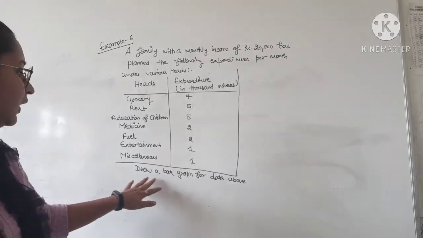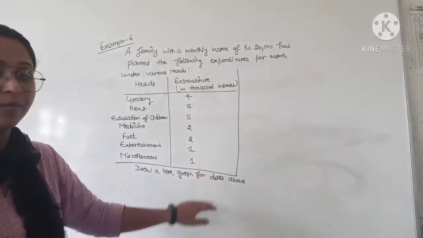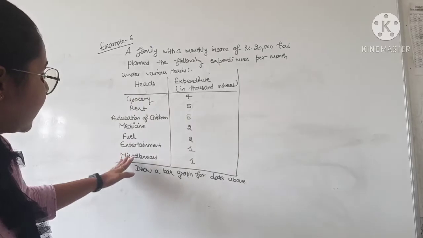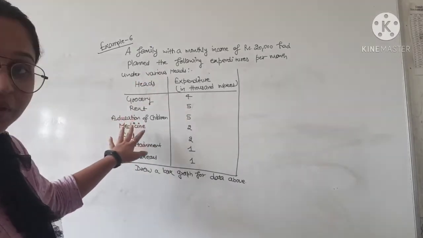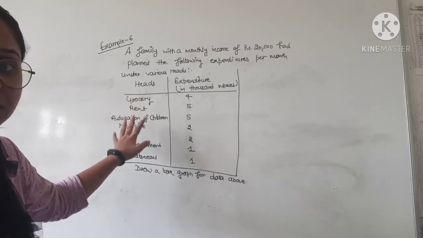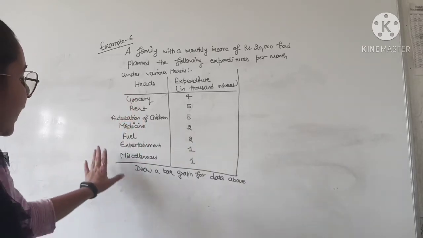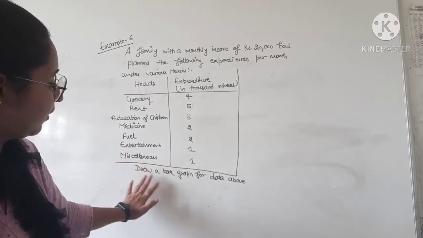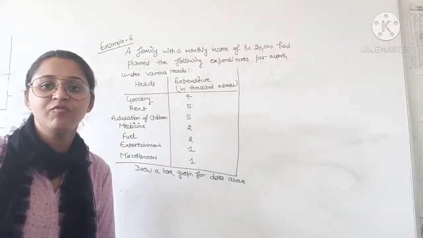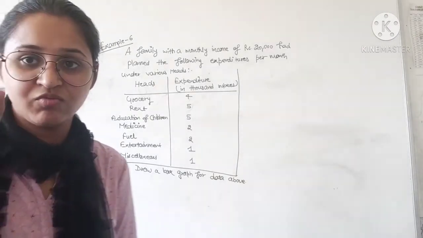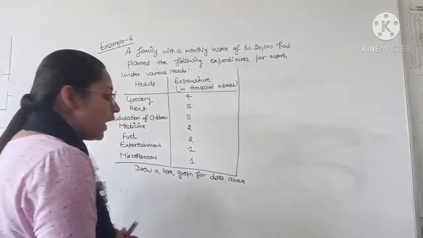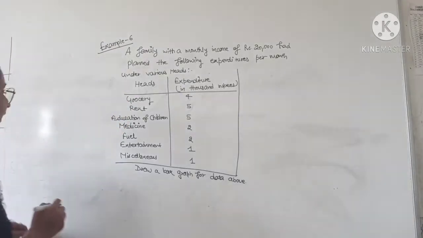Now you have to make a bar graph for the data above. The expenditure and the heads are given by the following table. With the help of this frequency distribution table we will draw a bar graph. One important point: when drawing the bar graph, we have a horizontal axis and a vertical axis.